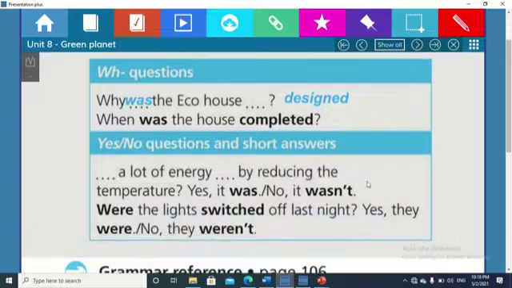What about yes/no questions? Again, a lot of energy is singular. Was a lot of energy saved by reducing temperatures? Yes, it was. No, it wasn't. Were the lights? Now we have plural. Were the lights switched off? Yes, they were. No, they weren't.